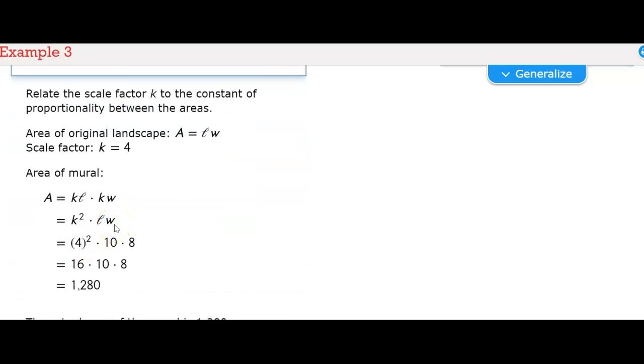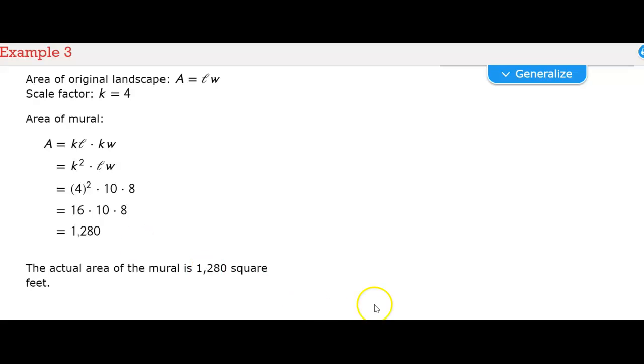Another way is to relate the scale factor K to the constant of proportionality between the areas. The area of the original landscape is length times width, and the scale factor K is equal to 4. So the area of the mural is K times L times K times W. So 4 squared times 10 times 8, which is 16 times 10 times 8, and that's equal to 1,280. So that gives us the same answer, just a different way of doing it.